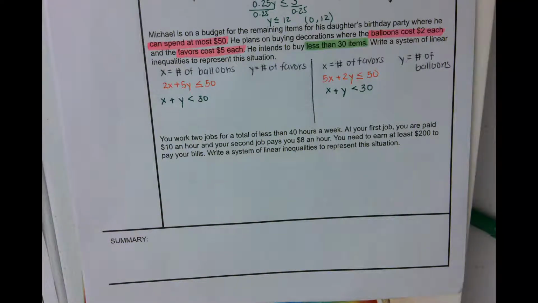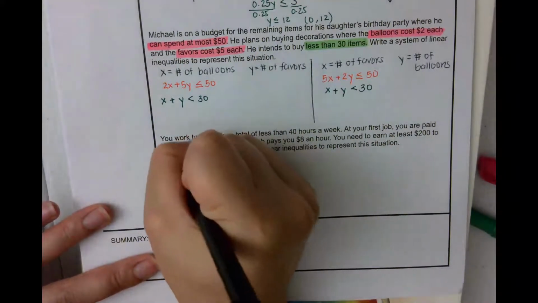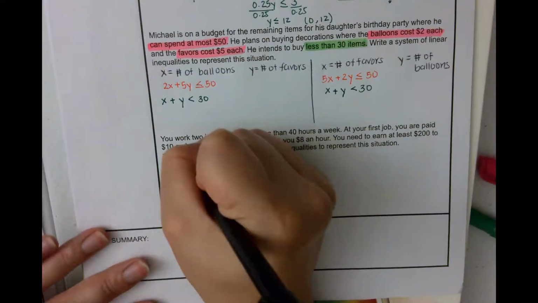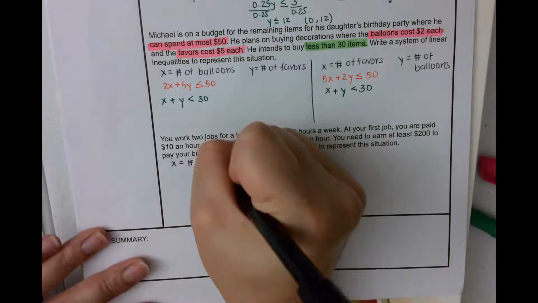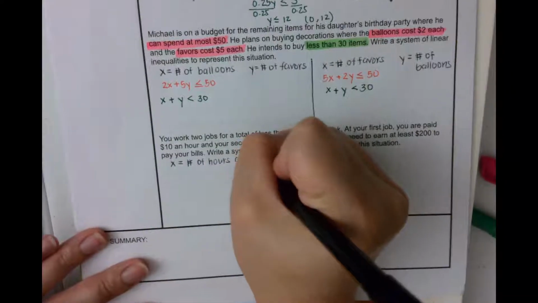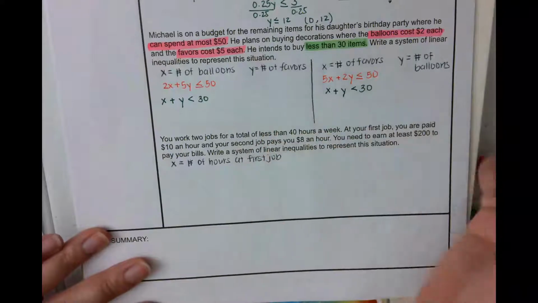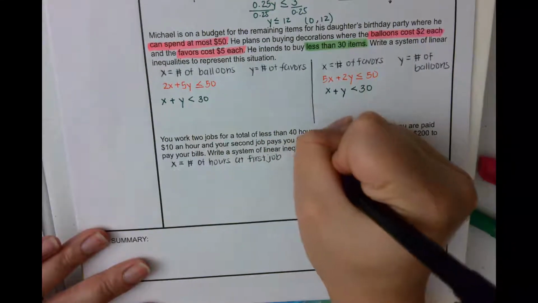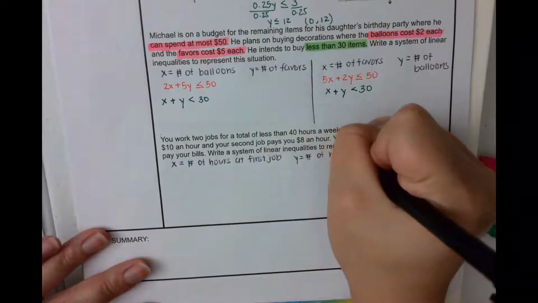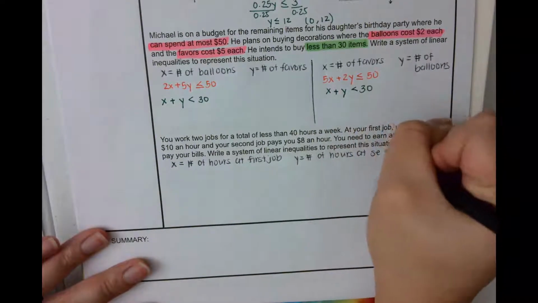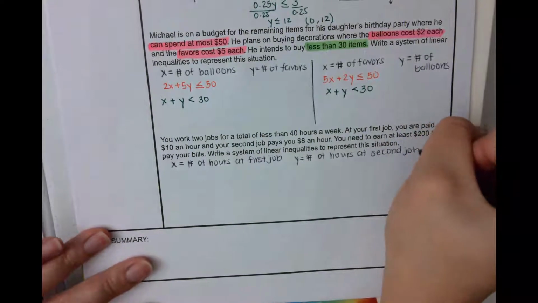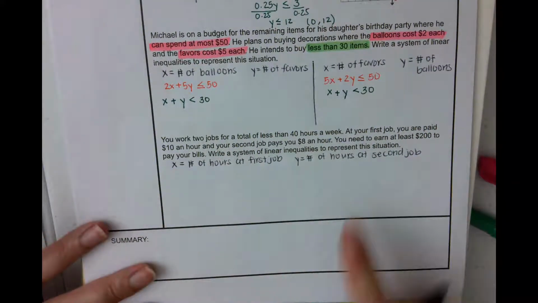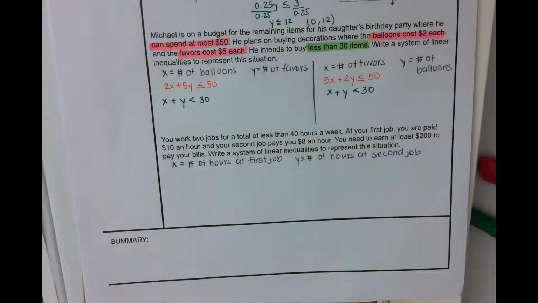So again, we're going to look at totals. I'm going to start by defining my variables. So x is going to represent the number of hours at my first job. And then y is going to represent the number of hours at the second job. Again, it doesn't matter. You could have flipped it. You could have made this y and this x. Your inequality will just look a little different, but both are still okay.